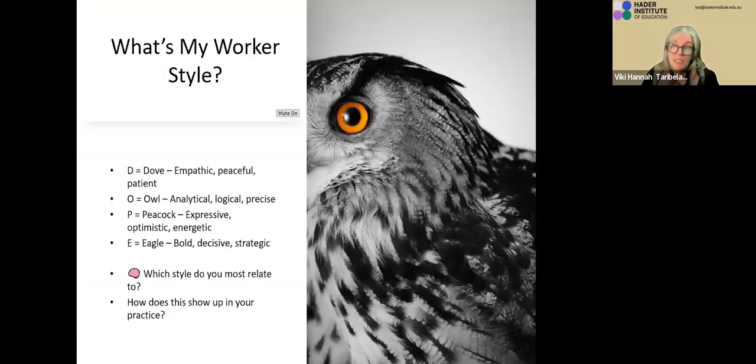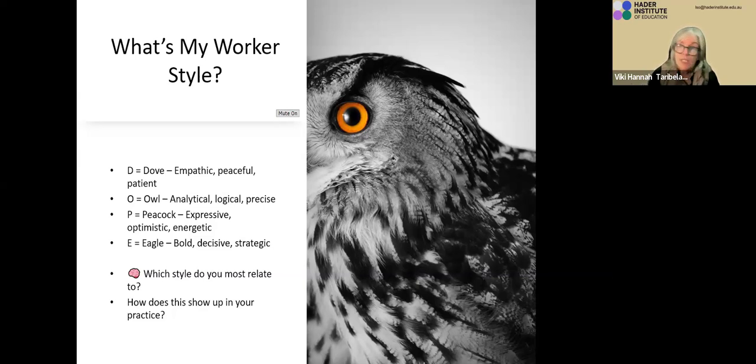So what's my worker style? Just a soft personality one. We did the DOPE one, which was the dove, the owl, the peacock, and the eagle. We do that more extensively in another one of our units, but just briefly for those of you who have been with Ada for a little while, and those of you who are new, you definitely will be having this. Or you can go onto the website and do the quiz yourself. It's just under DOPE, and it stands for dove, owl, peacock, and eagle.